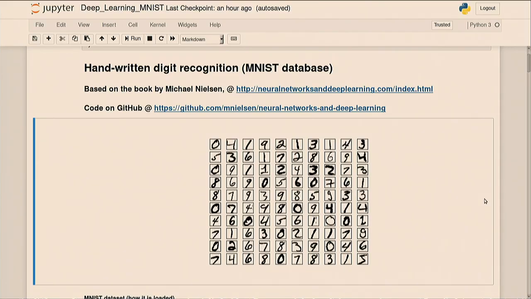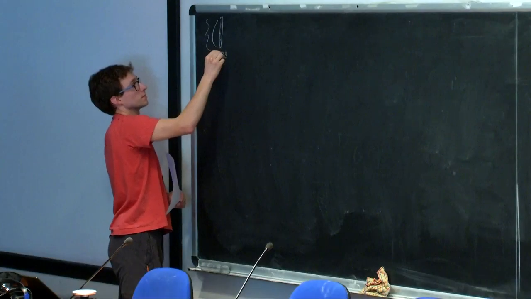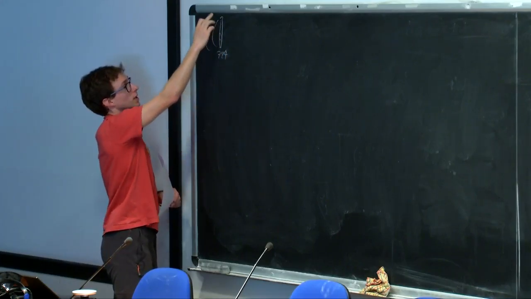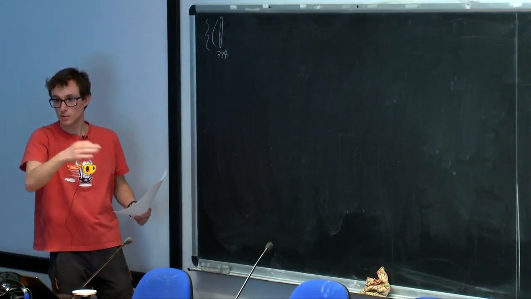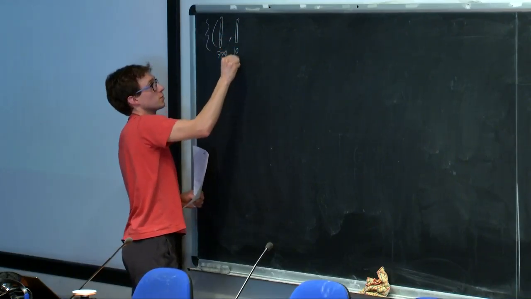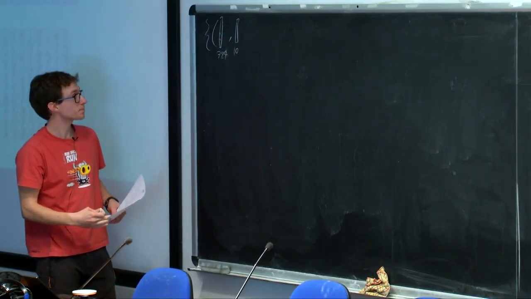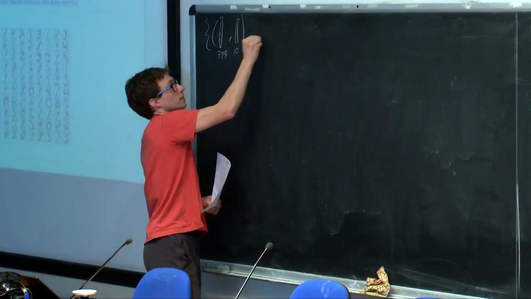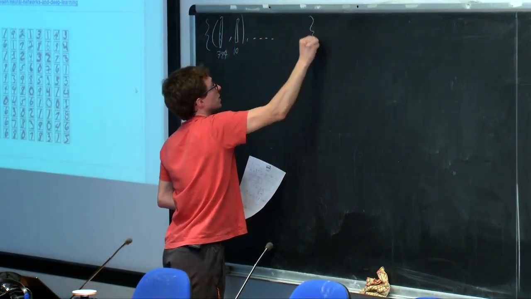Okay, let's write it. So the algorithm goes like this. You have some training data, which we said is a vector of 784 real variables between 0 and 1, and a vector of 10, which is your output. You have many, you have n.